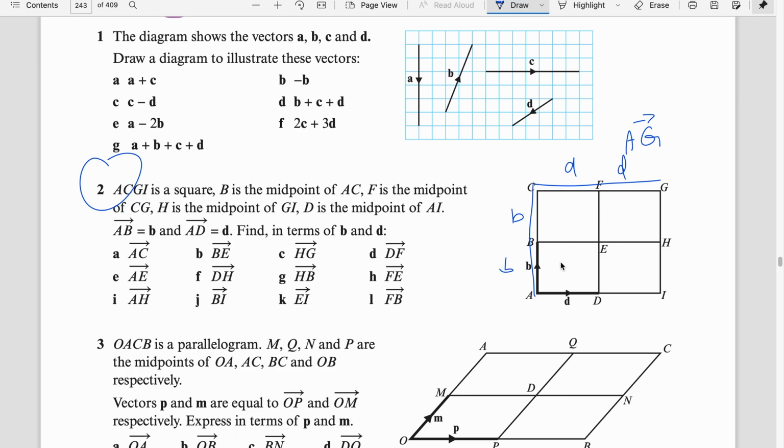Okay, so starting from A and ending at G, we moved through two B's and two D's. So AG is basically 2B plus 2D.